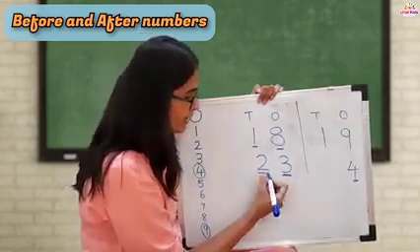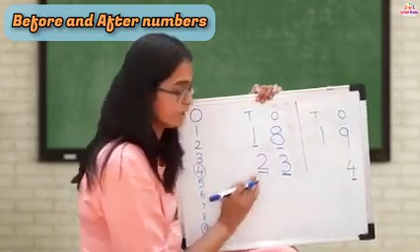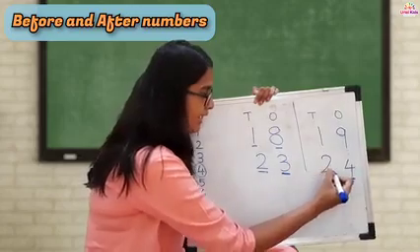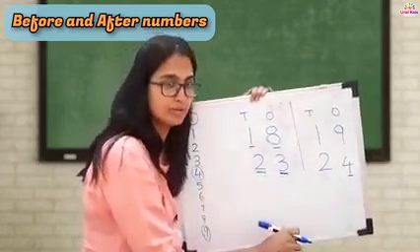And what number do you find in the tens place? It is 2. So we are not going to change this number 2, but instead we are going to write the number as it is. So it is 24.